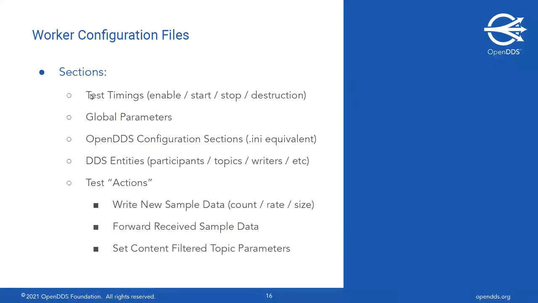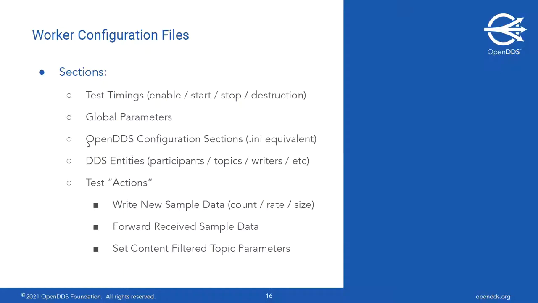There's a section that'll be for test timings. So that's for enabling DDS entities, assuming they haven't been enabled at creation, starting and stopping test actions, which we'll talk about in a second, and then destruction of the DDS entities. There's a section for global parameters, or perhaps some additional timing or discovery configuration.